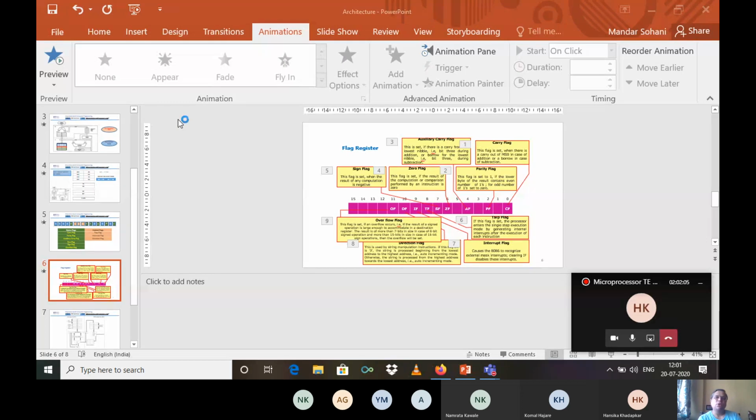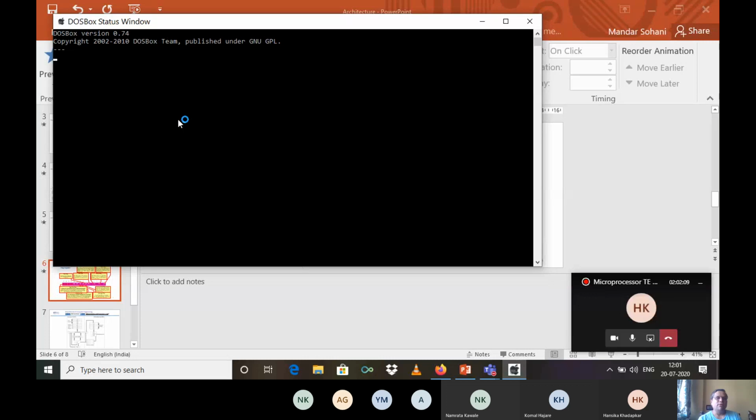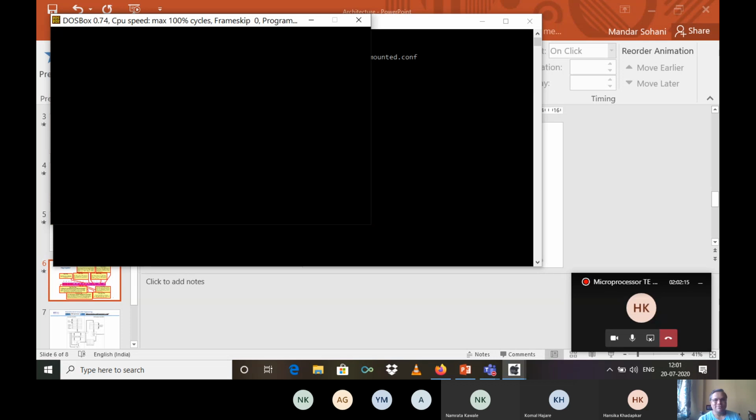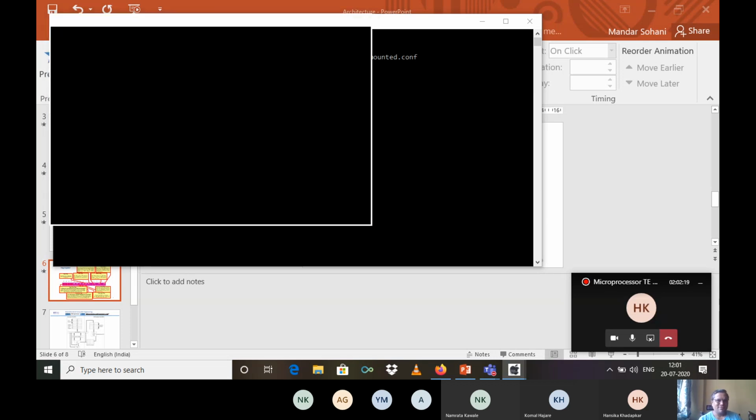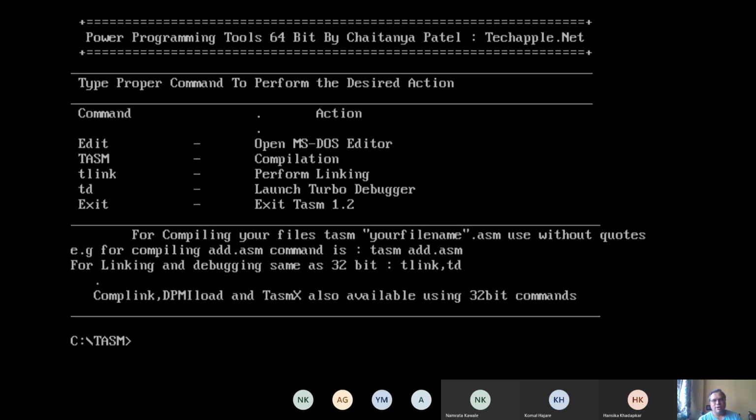By that time, can you find out two 16-bit operands where the parity of the result will be even? Can you just find out two 16-bit operands? When I add them, the parity of the result should be even.